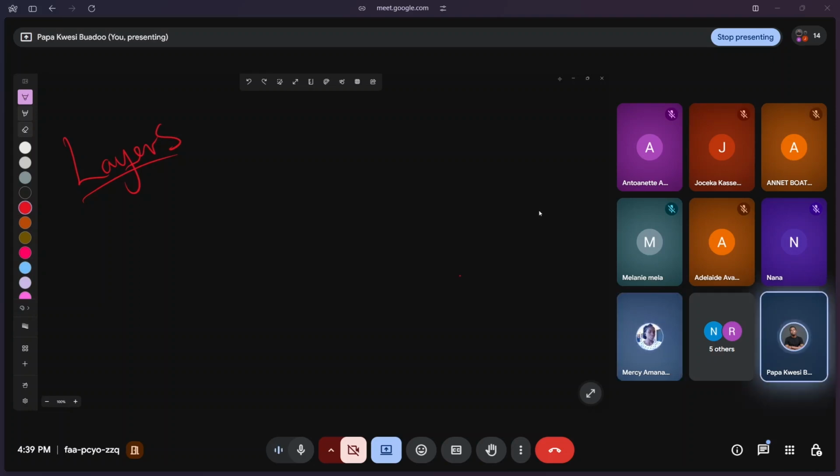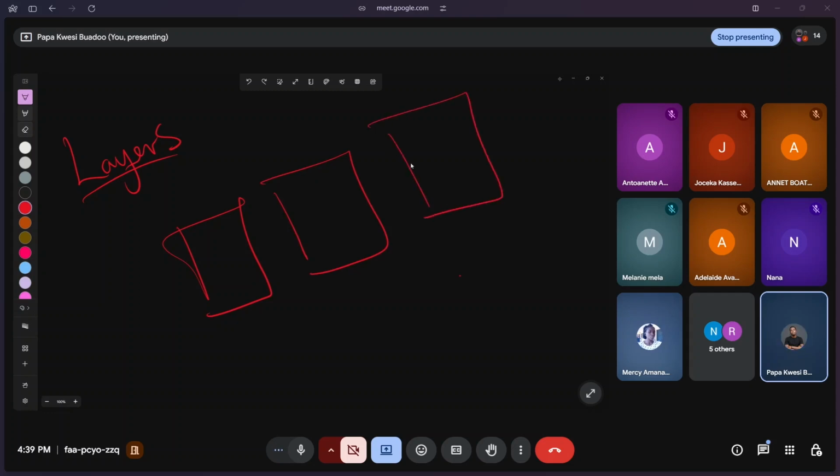Okay, so layers in design or in design software are basically transparent sheets of paper. That's the simplest way I can put it for you to understand. So let's take these pieces as layers. In most design software, you see this layers option or the option to use layers. And these layers help you to build up your design from one stage to the other.